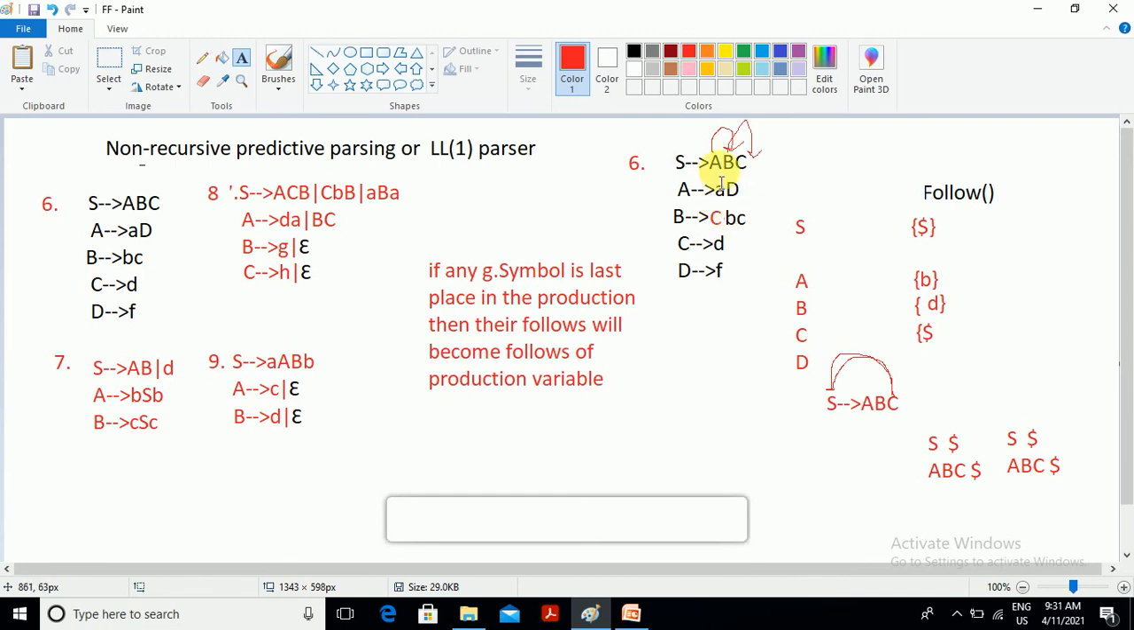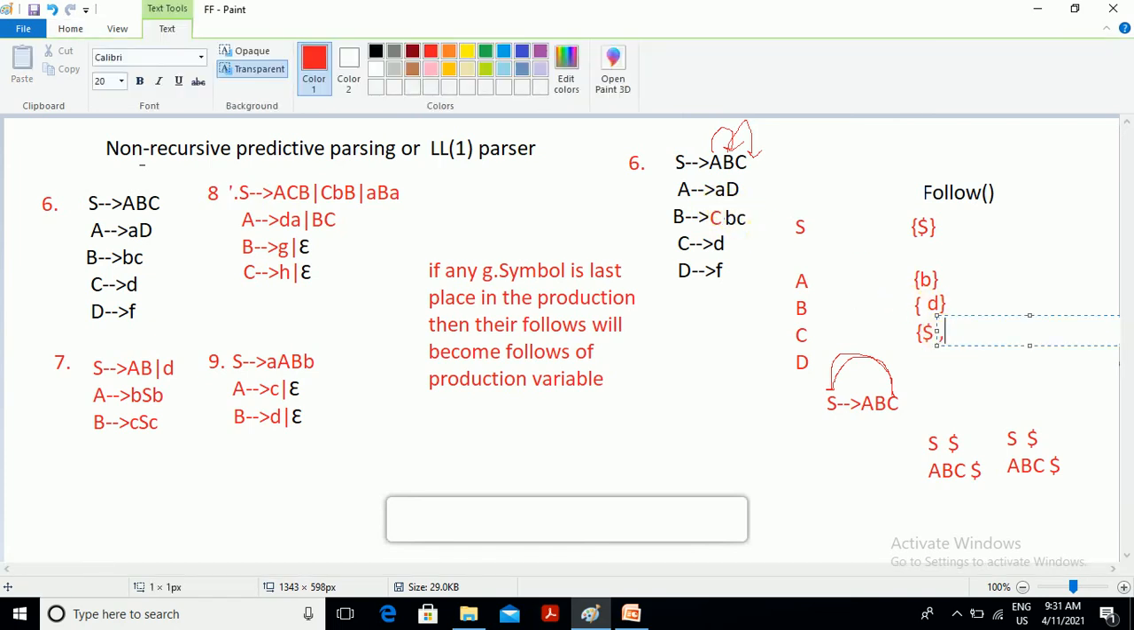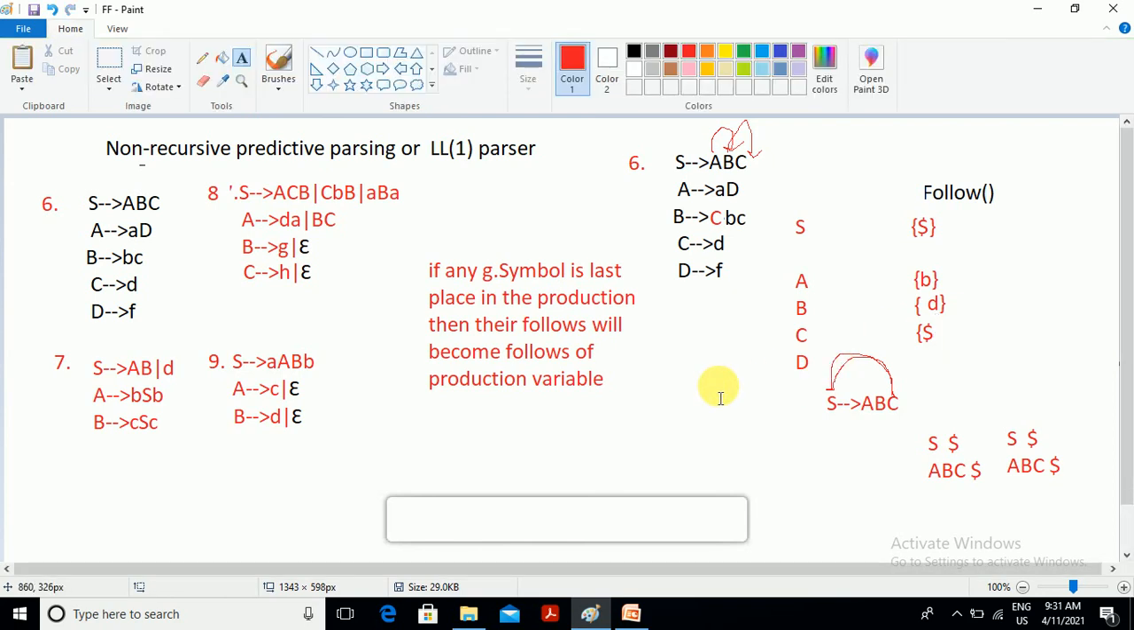Okay, but in our example we don't have this production, so I am just telling you that in case the production is a capital C followed by BC, then here also we need to take the capital C follows as small b also. Now the follows of C will become only dollar.